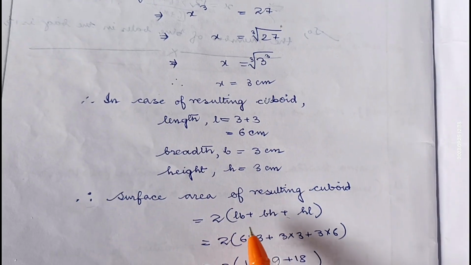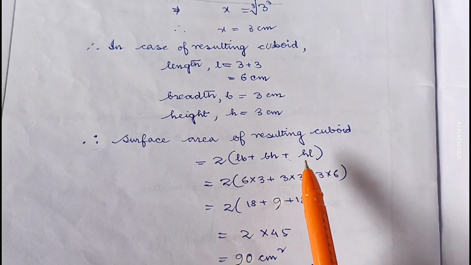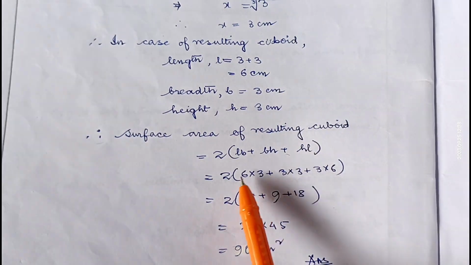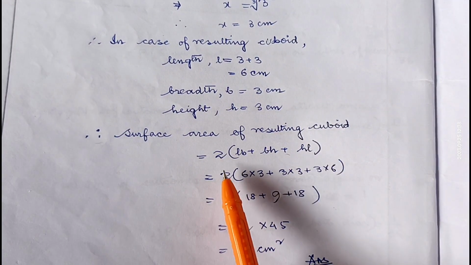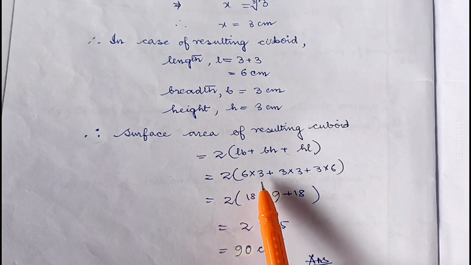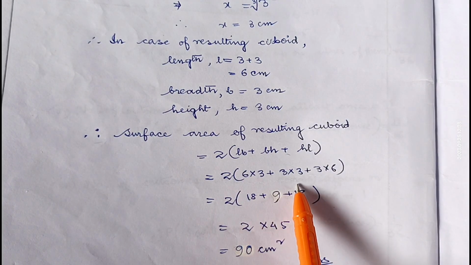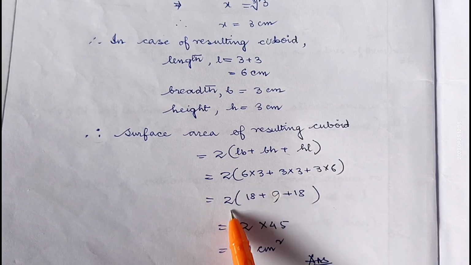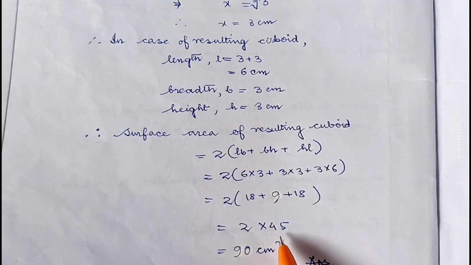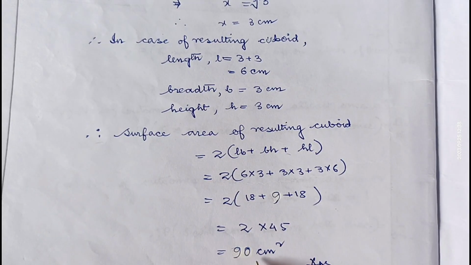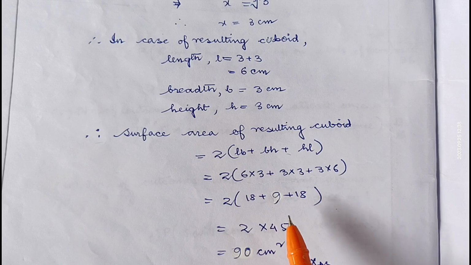As we have to calculate the surface area of the resulting cuboid, we know total surface area of a cuboid formula is twice LB plus BH plus HL. So it will be twice L into B, 6 into 3 plus 3 into 3 plus 3 into 6, twice 18 plus 9 plus 18. If I add this, it will be 45. 45 times 2 is 90. So 90 centimeter square is the surface area of the resultant cuboid.